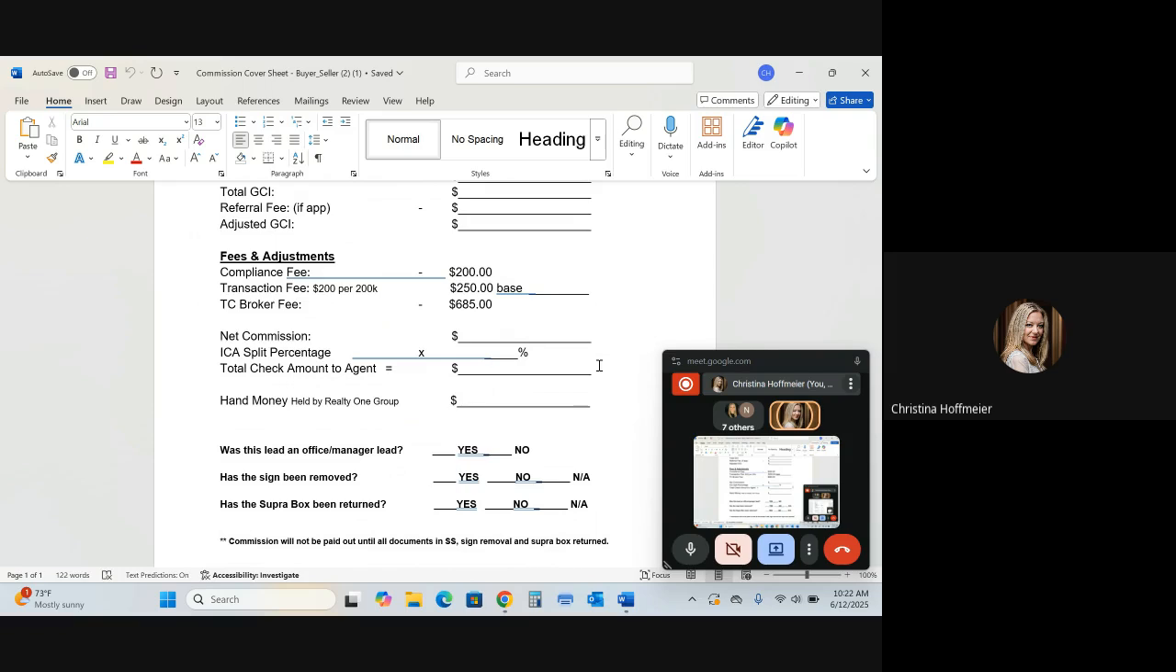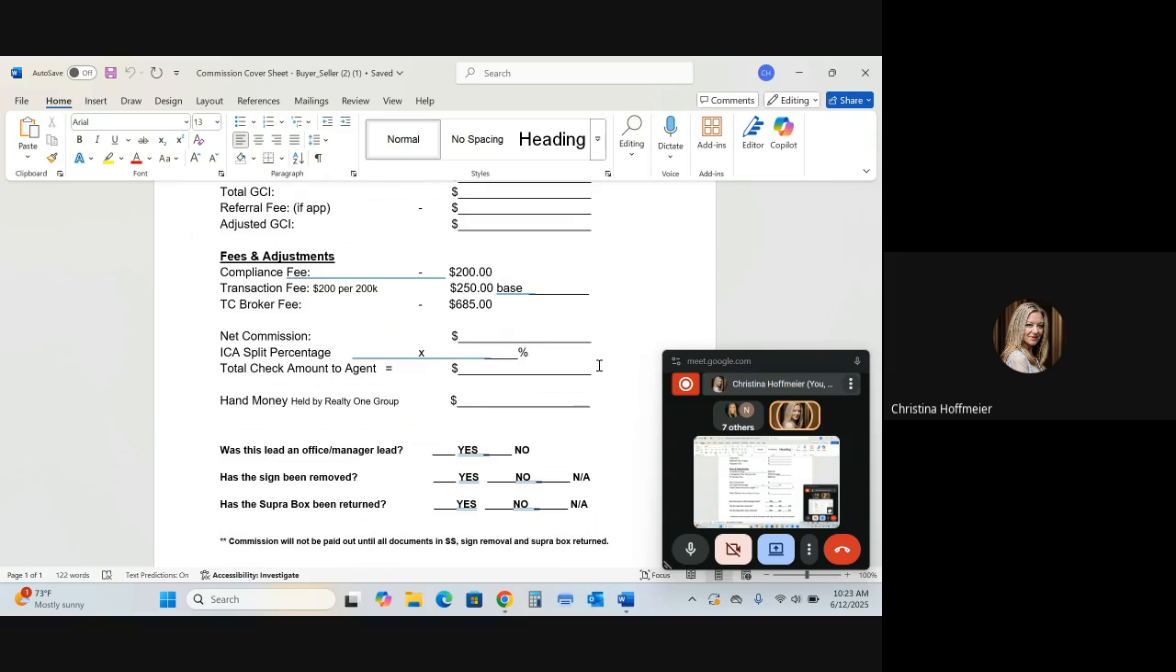I even have to think about it because I don't fill these out a lot. So if it's 201, it's 450. Yes. So 401 is 650. So let's say it's 398,000. You would do 250 as your base, an additional 200, which would make that 450. So you would write that 450 on the line, and then you have your 685 broker fee. Okay, so those are all going to get subtracted out. So you're going to take the adjusted GCI minus the 200, minus the 250, minus the 685, and then you are going to have your net commission.